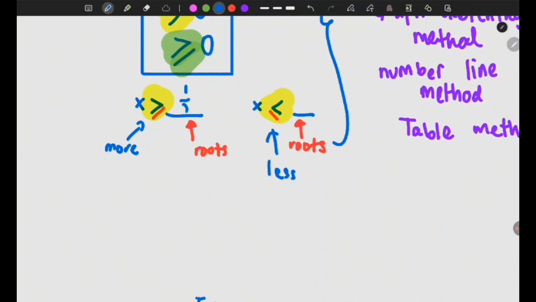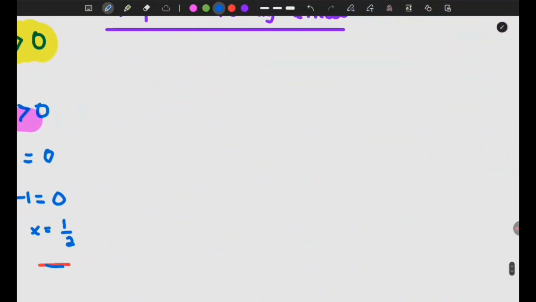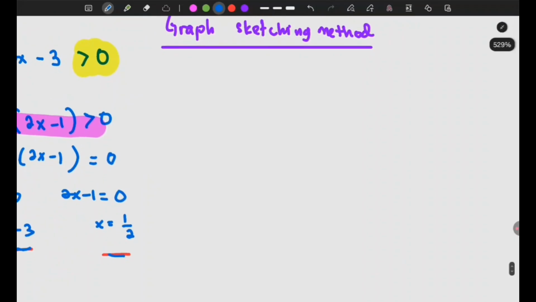This is your inequality. You can't find a single perfect answer, but you can find the range of x. This is how the range looks. And how are you going to express this in the graph way? Very easy. Many students prefer the graph sketching method because you don't have to do a table, you don't have to do a number line. All you have to do is a graph, and you don't have to be perfect, you just need to sketch.